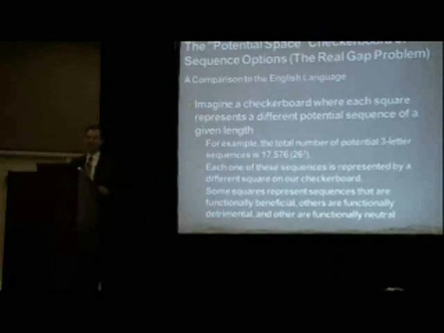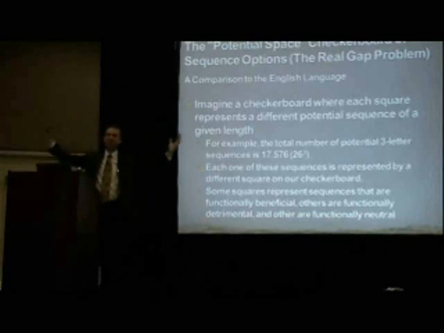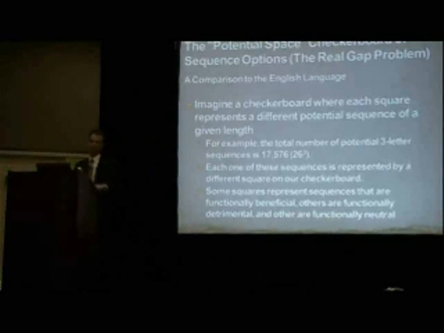17,576. So that's 26 to the power of 3. Okay, you have your number of options and you raise it to the power of the length of your sequence. Everybody understand that? That's how many options you have. So that is your total space of options. That encompasses every possible three-letter sequence you could think of.